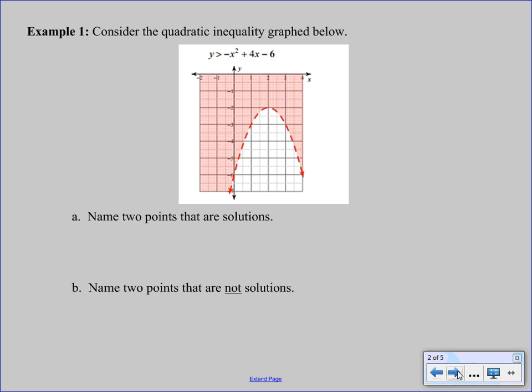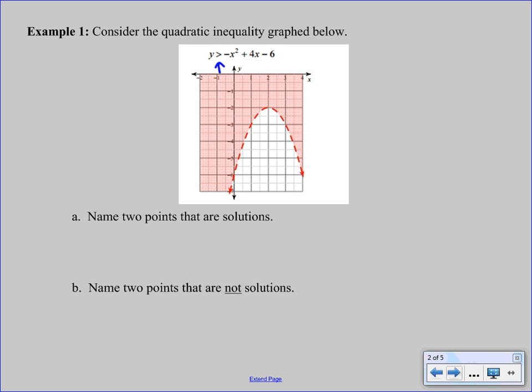In our first example, you are actually looking at a graph that is already made for you. We have the parabola drawn in. You can see the vertex there at 2, negative 2. You can see that it is a dashed parabola. And if you look at the inequality written above the graph, you'll notice that we just have the greater than symbol. So just because it's greater than by itself with no equal bar, that tells us that it's dashed.